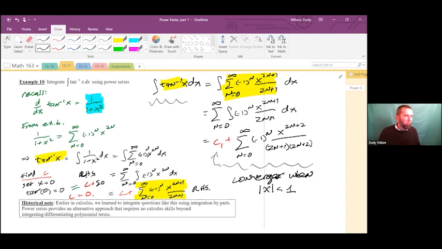So as the historical note says, earlier in calculus, we learned to integrate questions like this using integration by parts. Power series provides an alternate approach that requires no calculus skills beyond integrating and differentiating polynomial terms. And so you can imagine, here you are able to integrate things without knowing more sophisticated integration techniques. Pretty interesting and somewhat valuable.